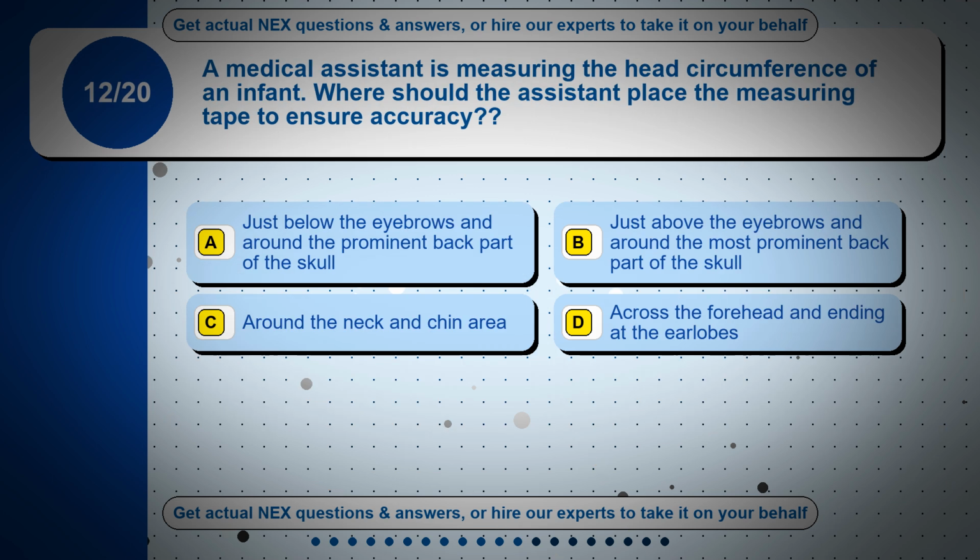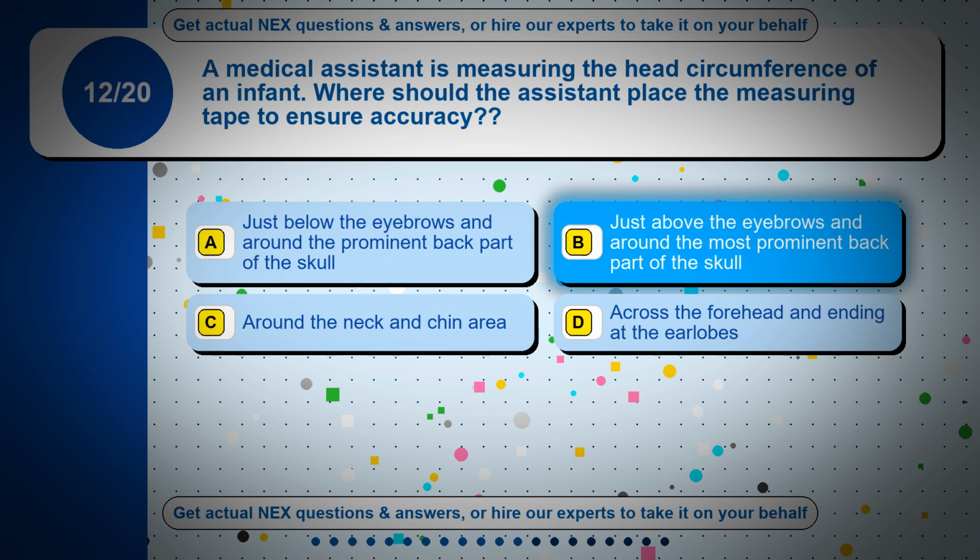Question 12. A medical assistant is measuring the head circumference of an infant. Where should the assistant place the measuring tape to ensure accuracy? Option A. Just below the eyebrows and around the prominent back part of the skull. Option B. Just above the eyebrows and around the most prominent back part of the skull. Option C, around the neck and chin area. Option D, across the forehead and ending at the earlobes.